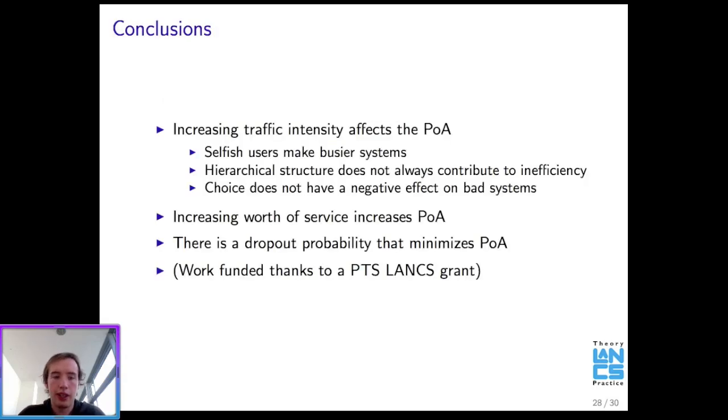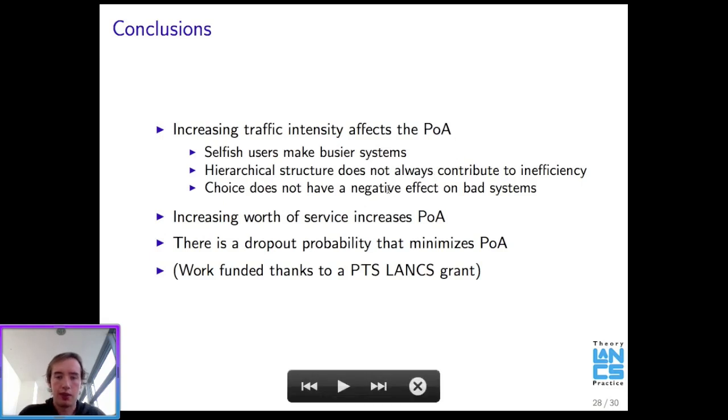So in conclusion, we can say that higher traffic intensity increases the price of anarchy, or the measure of inefficiency. Along with this, selfish users will always make busier systems. Something interesting to note is hierarchical structure does not always contribute to inefficiency. Which basically means that just because queues are in series doesn't mean that we'll have these two peaks, as we saw before. The dropout probability can hide it. The peak cannot be big enough so it's masked in the other peak.